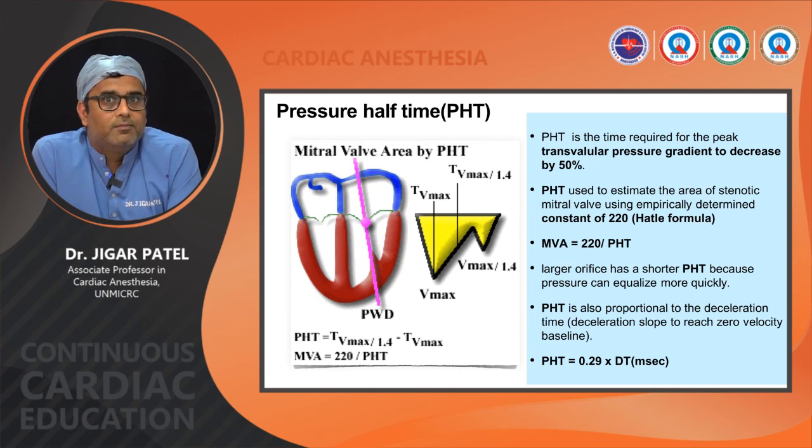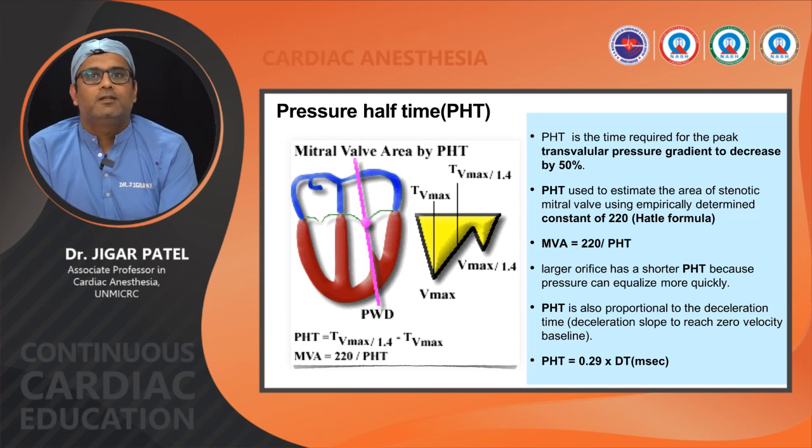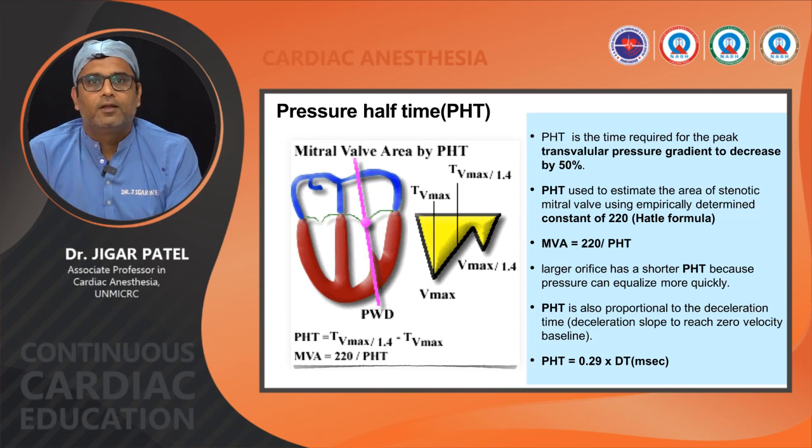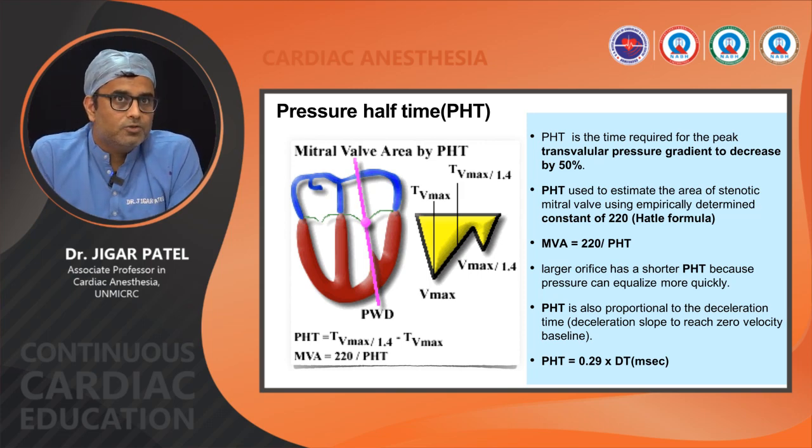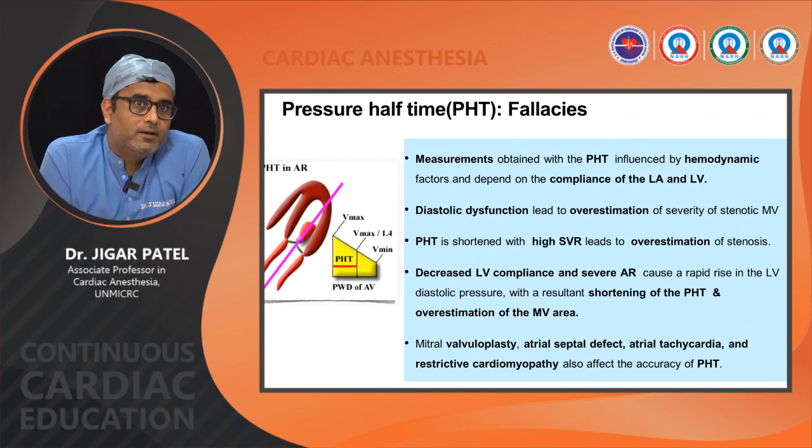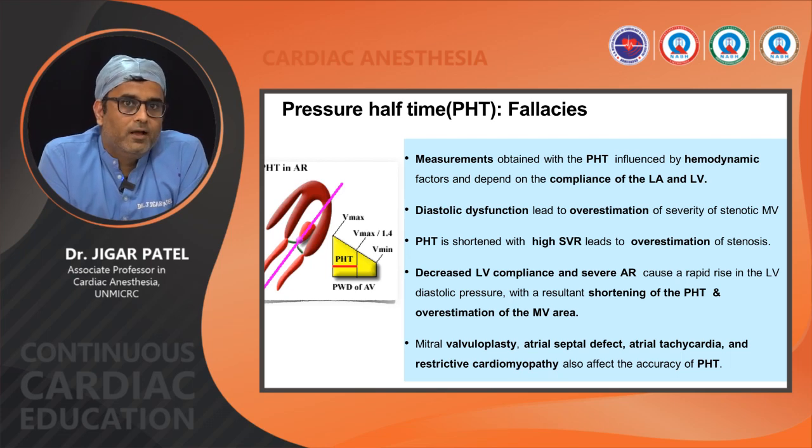Based on this you can measure pressure half time, and based on pressure half time you can calculate the mitral valve area. The principle is that a larger orifice has a shorter pressure half time because pressure can equalize more quickly. You can also calculate pressure half time from the deceleration time: when you multiply deceleration time by 0.29, you get the pressure half time. This pressure half time method is used to calculate mitral valve area in severe MS, and similarly it is also used to assess aortic regurgitation severity in case of severe AR.